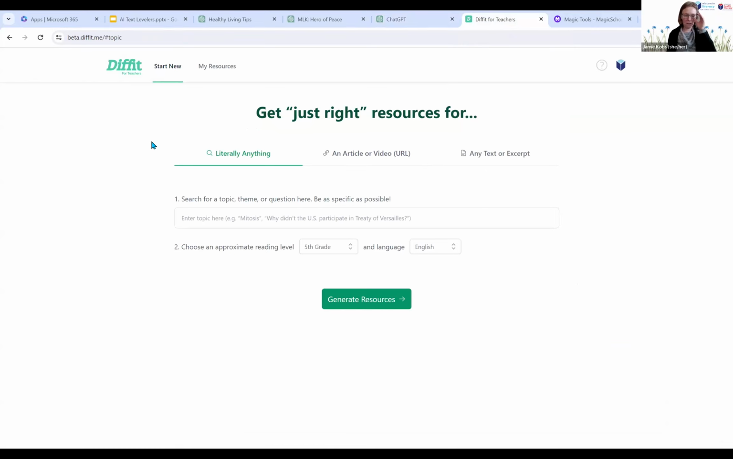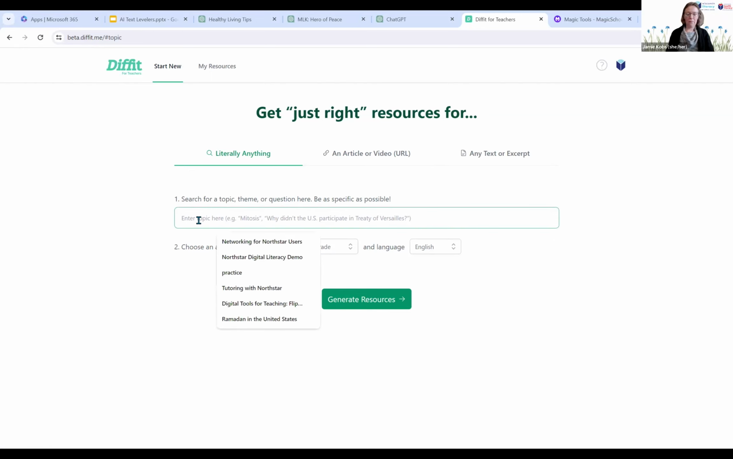So this is the first page that you get with Diffit. Get just right resources for literally anything, an article or a video, any text or excerpt. So I'm going to start with literally anything. And it does say be as specific as possible. How to make a doctor appointment, including, what was it, available times?